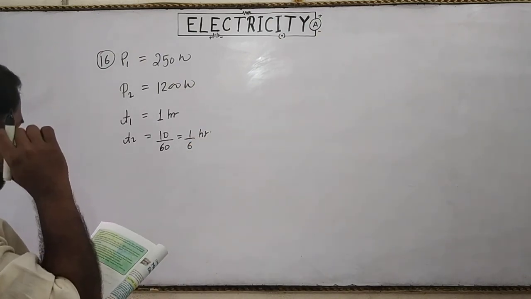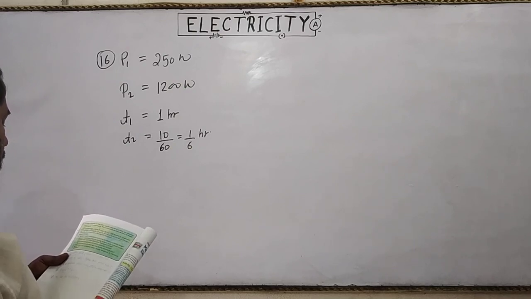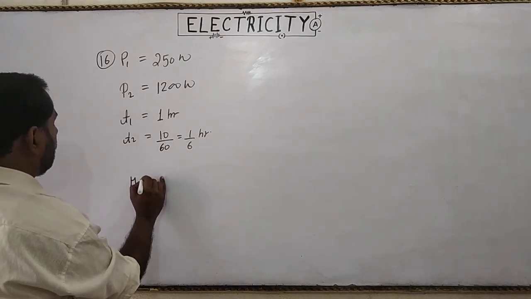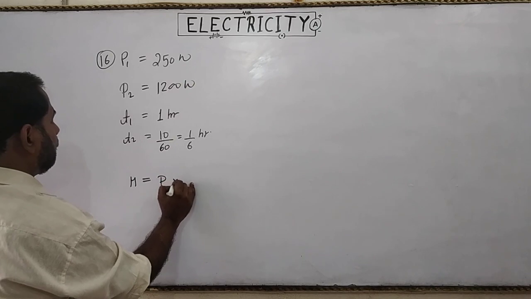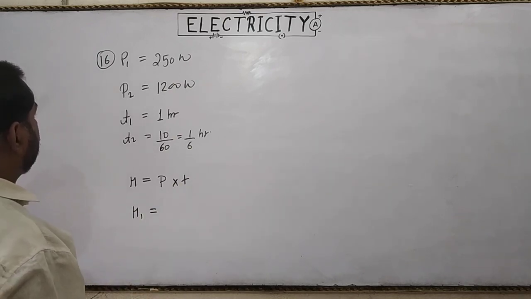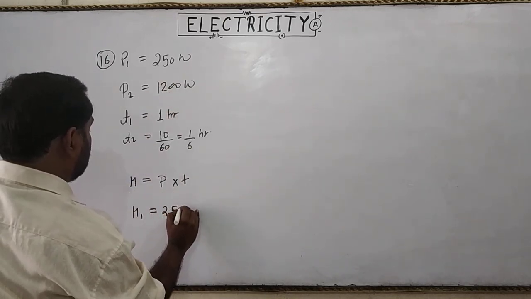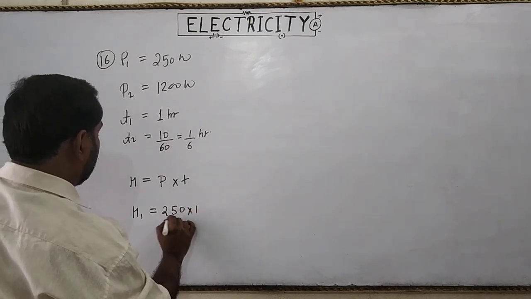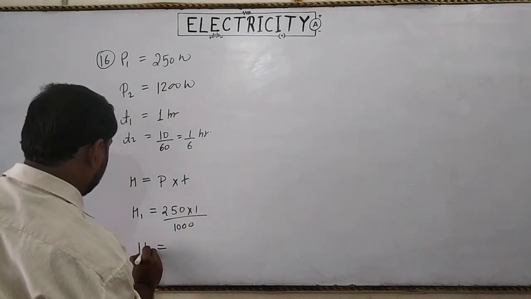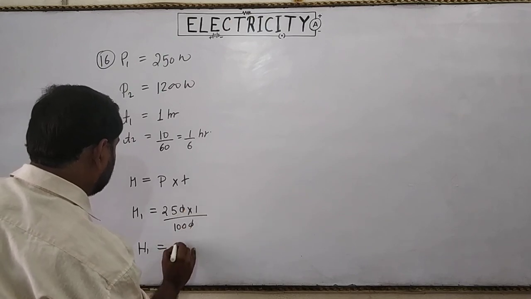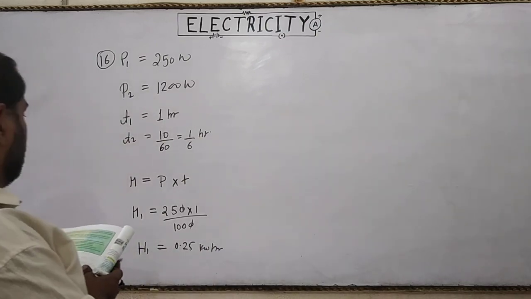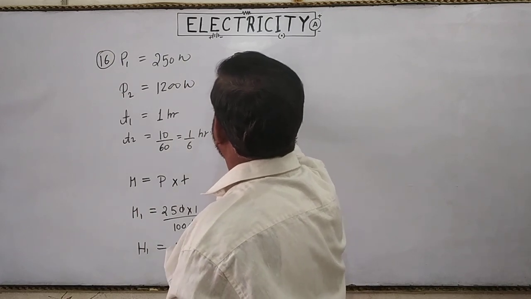Now we have to find out the energy that is used by the TV set or toaster. We know the formula for heat energy: it is power into time. So the heat energy consumed by the TV set, H1, is the power rated for the TV set into time, which we will find in kilowatt hour by dividing by 1000. It will give 0.25 kilowatt hour.